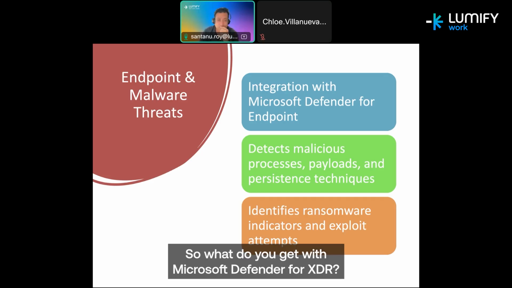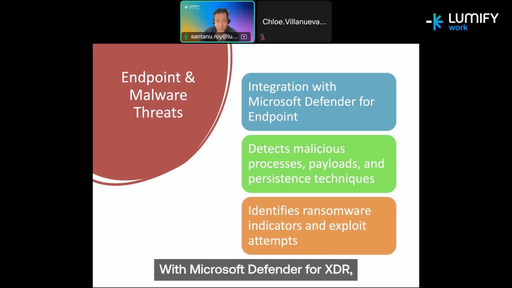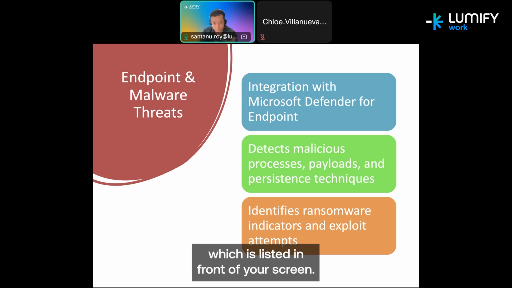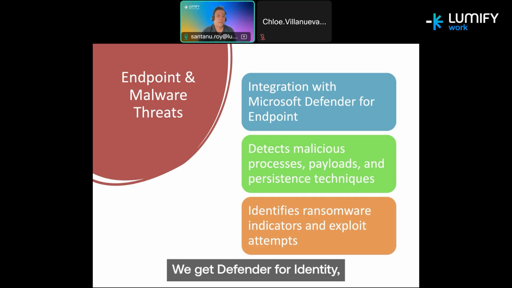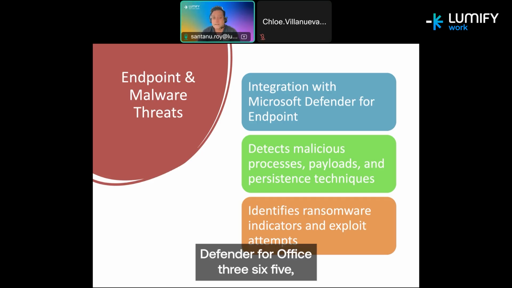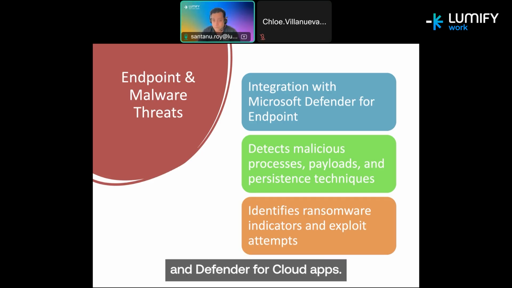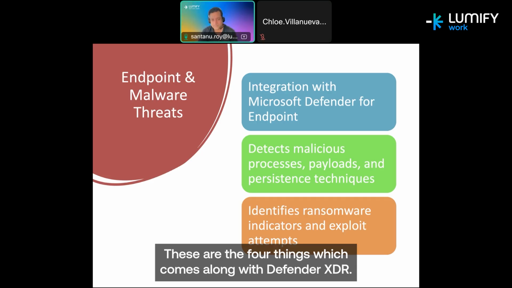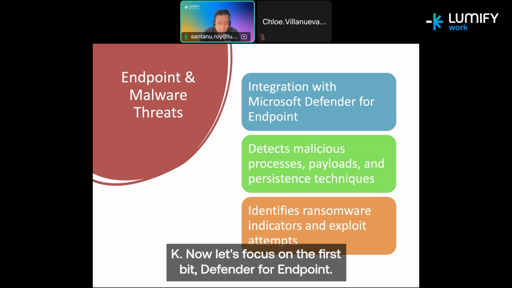So what do you get with Microsoft Defender XDR? With Microsoft Defender XDR, you get Defender for Endpoint, which is listed in front of your screen. We get Defender for Identity, Defender for Office 365, and Defender for Cloud Apps. These are the four things which come along with Defender XDR. Okay. Now let's focus on the first bit, Defender for Endpoint.